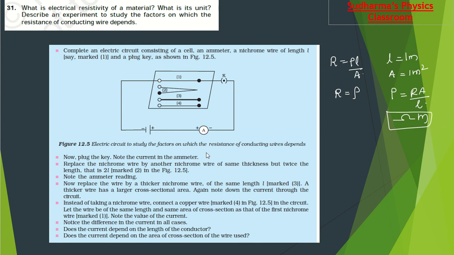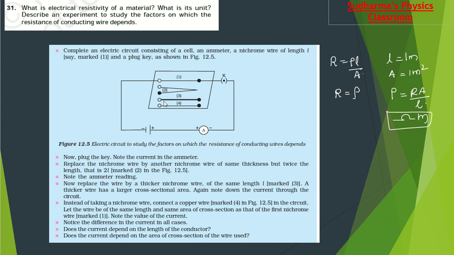So this is the experimental verification circuit to study the factors affecting the resistance of a conducting wire. Let me briefly explain the experiment here. Initially, we take a wire, connect it in the circuit, then switch on the key and observe the ammeter reading. Now you take a wire of double the length and observe the ammeter reading.